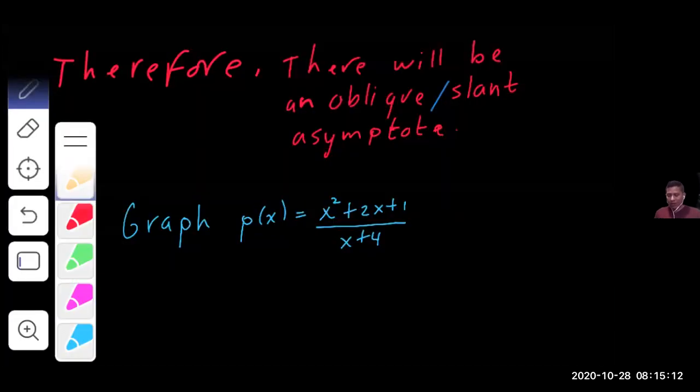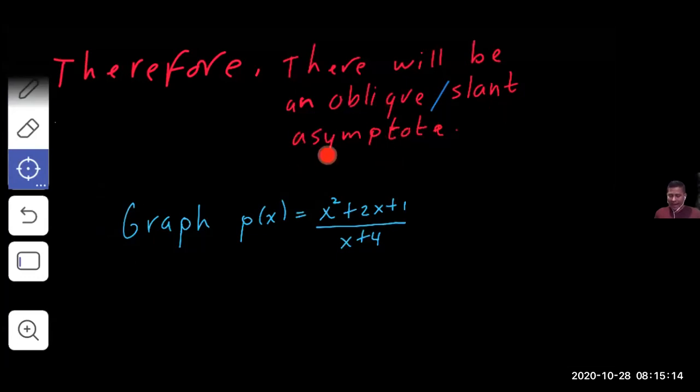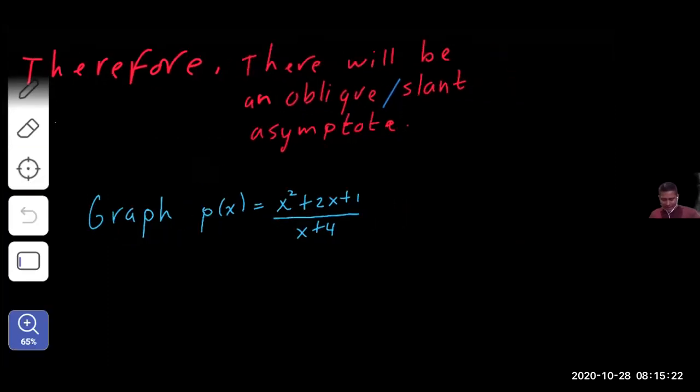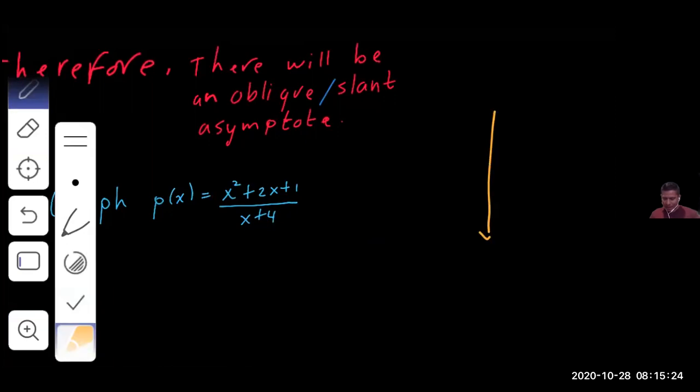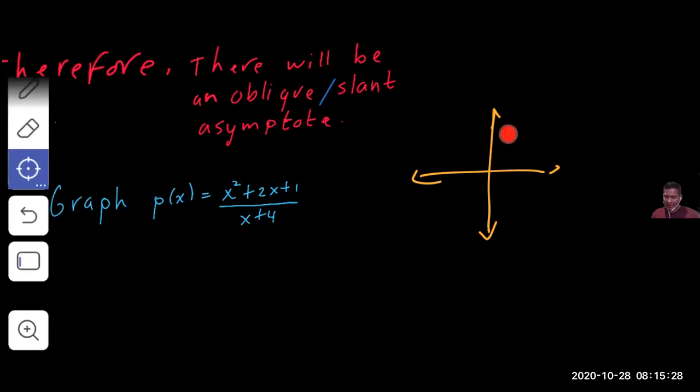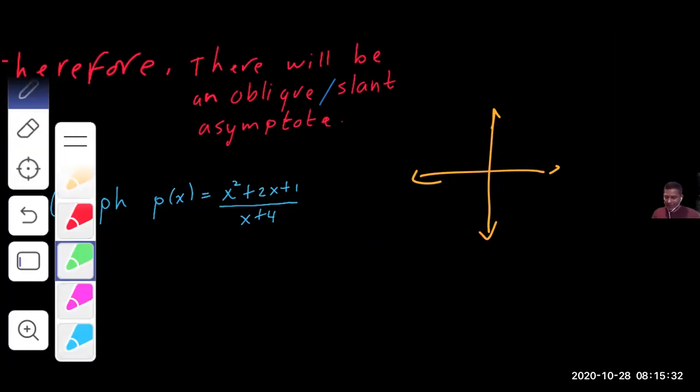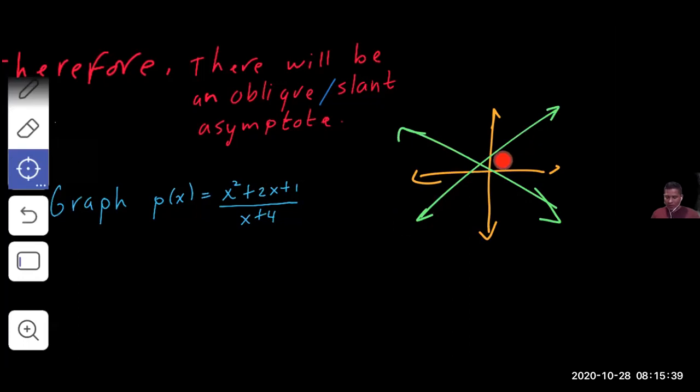I haven't told you what an oblique or slant asymptote is. This is an asymptote, guys, that is neither vertical nor horizontal. This is a vertical asymptote. This is a horizontal asymptote. An oblique one is neither of these; it's going to be something with an inclination. It's something like this. It could be something like this too. This is an oblique or slant line asymptote.